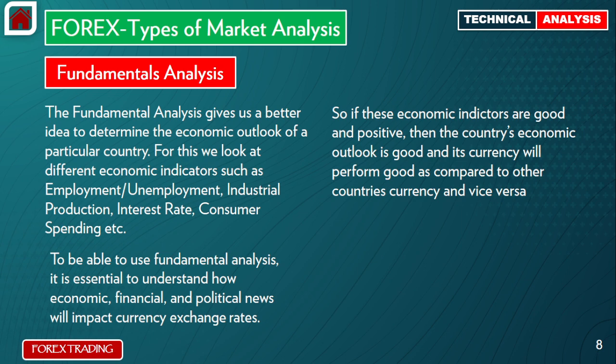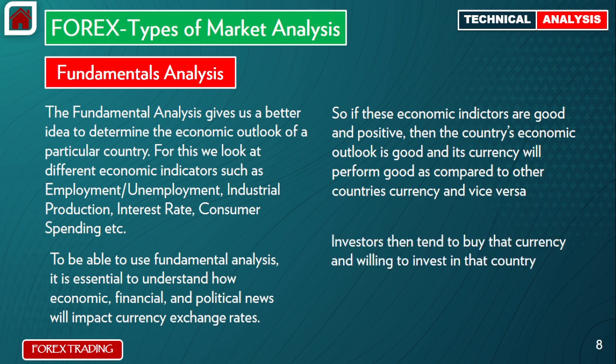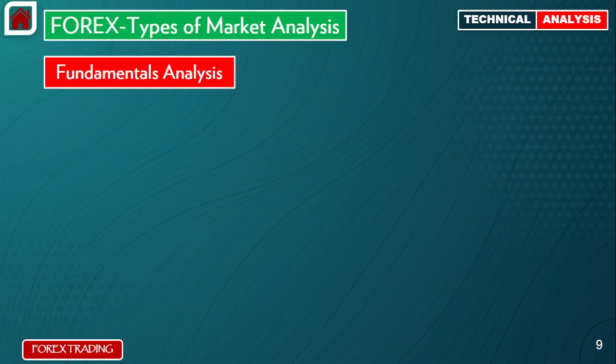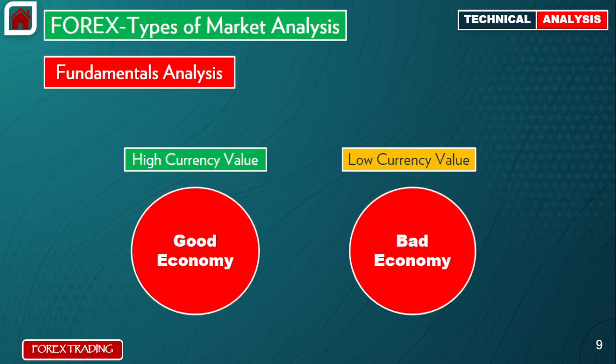So if these economic indicators are good and positive, then the country's economic outlook is good and its currency will perform well as compared to the other country's currency, and vice versa. So investors then tend to buy that currency and are willing to invest in that country if the economic indicators of that country are in a positive trend. It means that that country's currency is getting stronger. So simply, it's easy to understand, if the currency has a high value, it means that it's a good economy of a country. If the currency has a low value as compared to other currencies, it means that country has a bad economy.